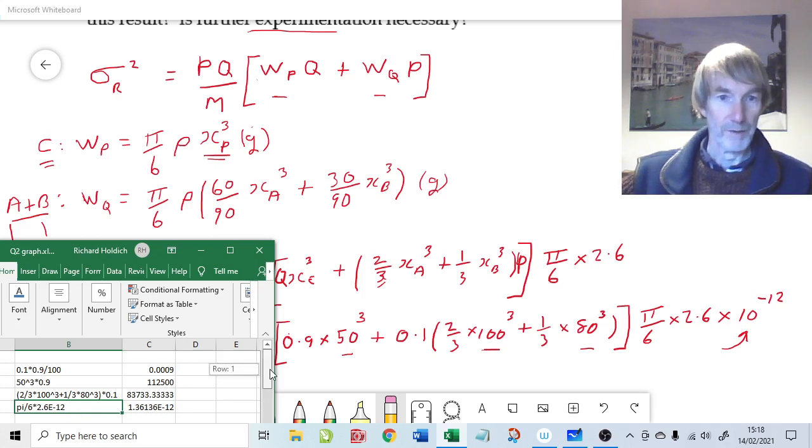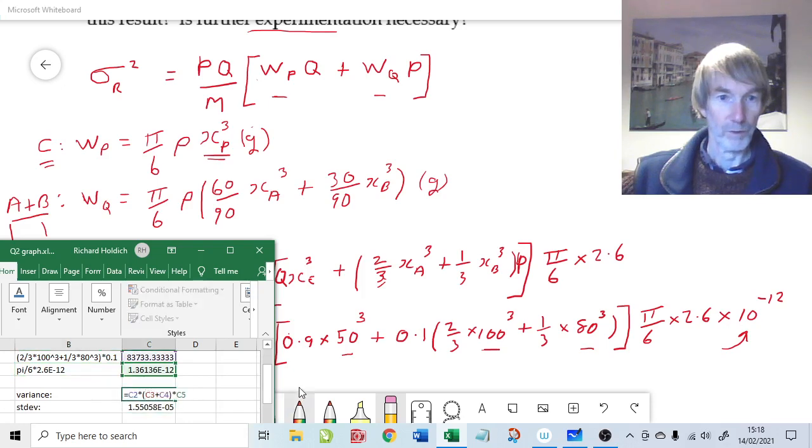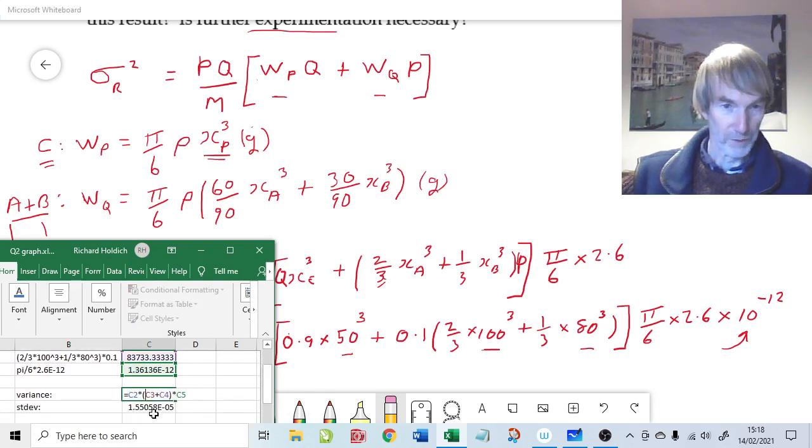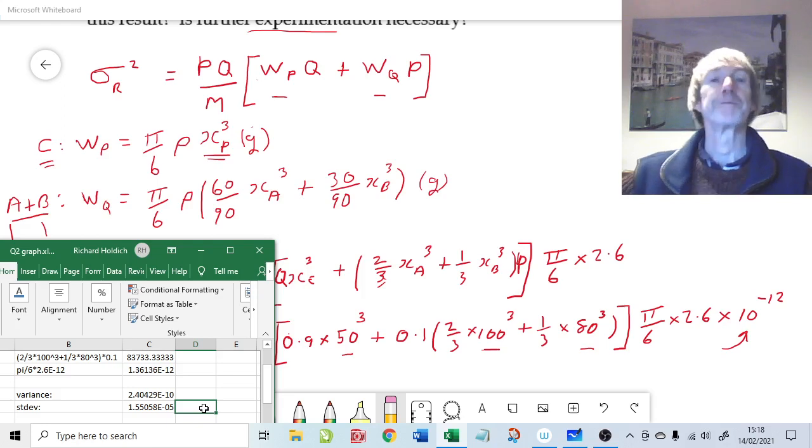All I've done here is to do exactly what the equation says it should be, which is C2 times C3 plus C4 times C5. So it's just laying out the problem numbers from above. And that gives us a variance then of 2.4 times 10 to the minus 10 and a standard deviation of 1.55 times 10 to the minus 5.